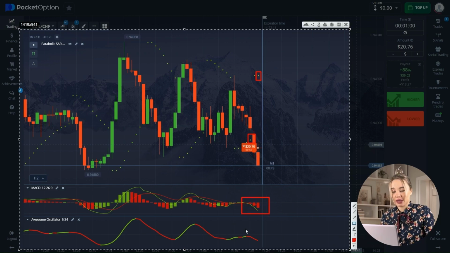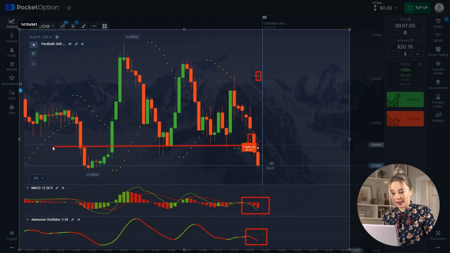And the MACD confirms this. Its green line crossed the red line from above downwards, and both are below the zero mark. The awesome oscillator curve has turned red and is pointing down. This is also a signal for a decrease.